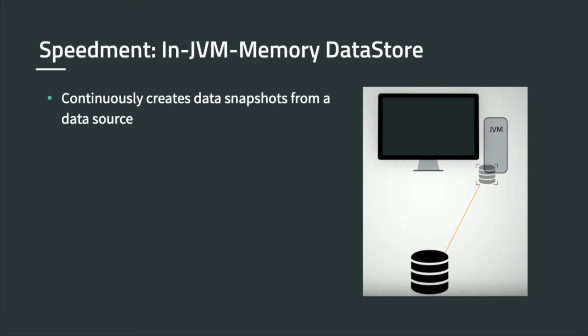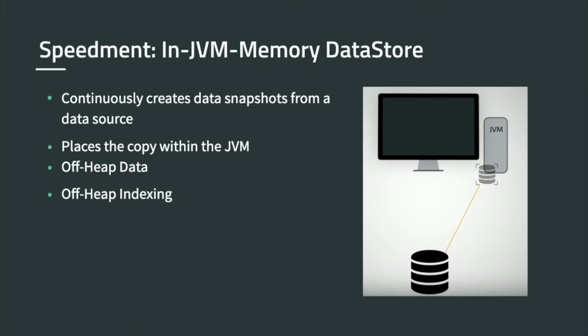So it can continuously create snapshots from a data source, and a data source can be pretty much anything. It places a copy within the JVM. Everything is off-heap, so it doesn't create any Java objects. Instead, it lays the data out in off-heap memory. And the indexing of all data is also done off-heap. So it doesn't matter how much data you have, your heap will not be affected.